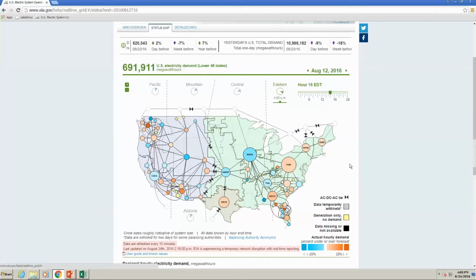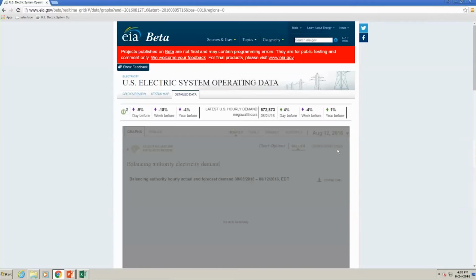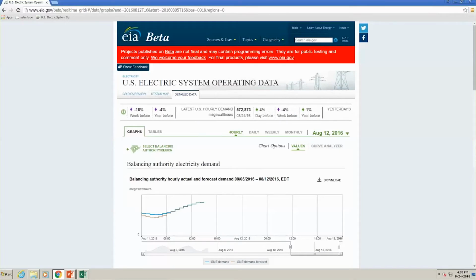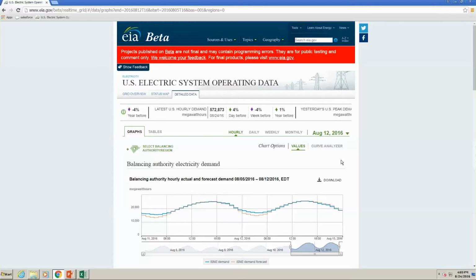So that's one way to do it, but you may want to look at the information in a little more detail and perhaps more than just an hour. You can do that easily by clicking, instead of mousing over, on the New England balancing authority circle, and this brings up the third page on the tool. So we moved on to that.